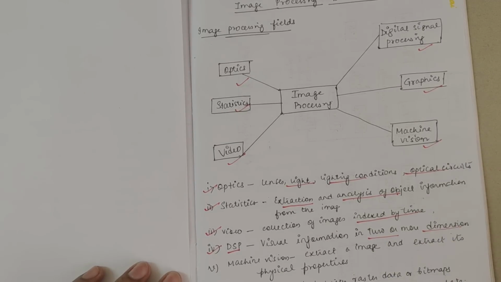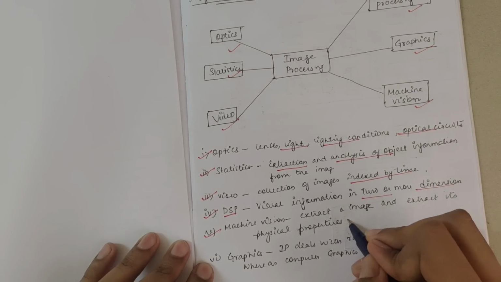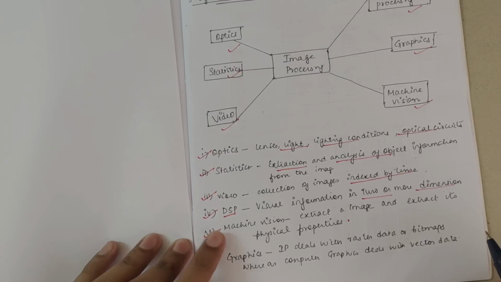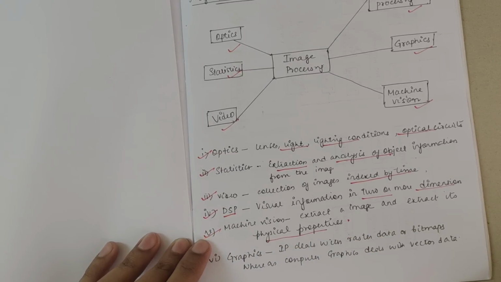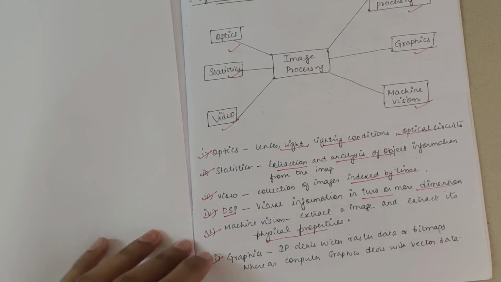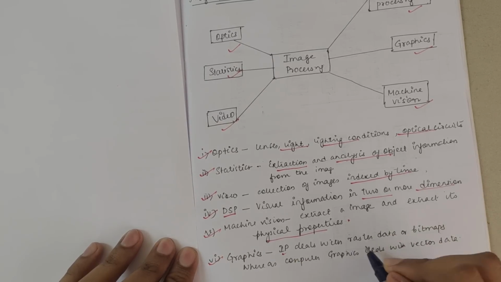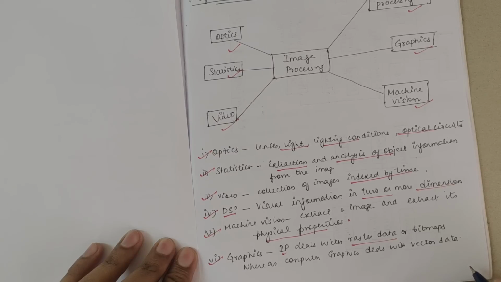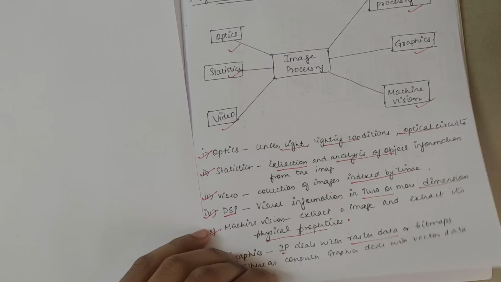Followed by that we have machine vision. Machine vision is basically how you extract an image and obtain its physical properties, and basically all the OpenCV algorithms mainly come under machine vision. Followed by that we have graphics. I have already discussed in module 1 how computer graphics works. Image processing mainly deals with raster data or bitmaps, whereas computer graphics deals only with vector data.